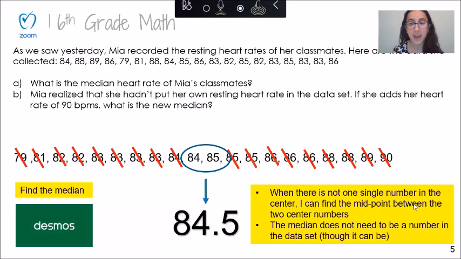That means that the median doesn't actually need to be a number that's in the data set. It might, and it can be, but it doesn't have to be. So when we have two numbers in the center, we must find the midpoint between them to find the median.